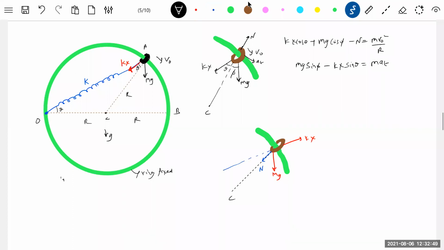So there's a spring. Here the spring is compressed, and here the spring is elongated. Here, what about the spring? Compressed. Compressed means I have to show the spring force in this way. Now look at the normal contact. Normal contact will be there. Again put velocity v0 and let it have a tangential acceleration.